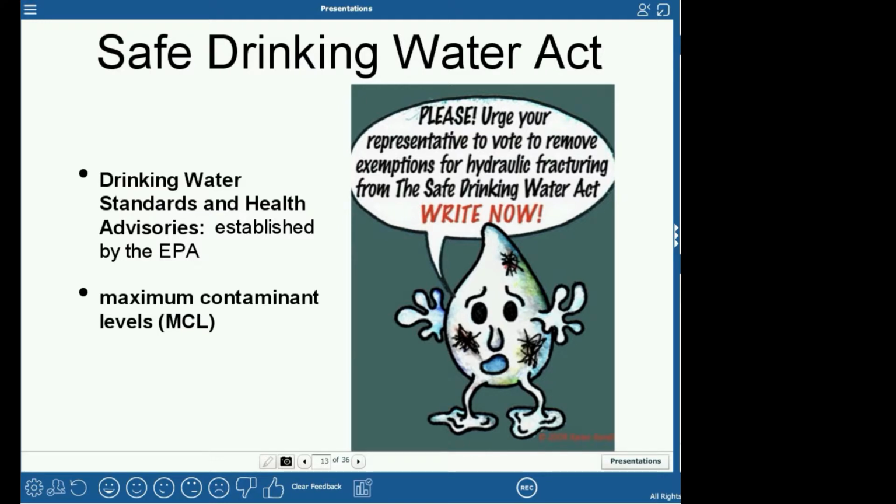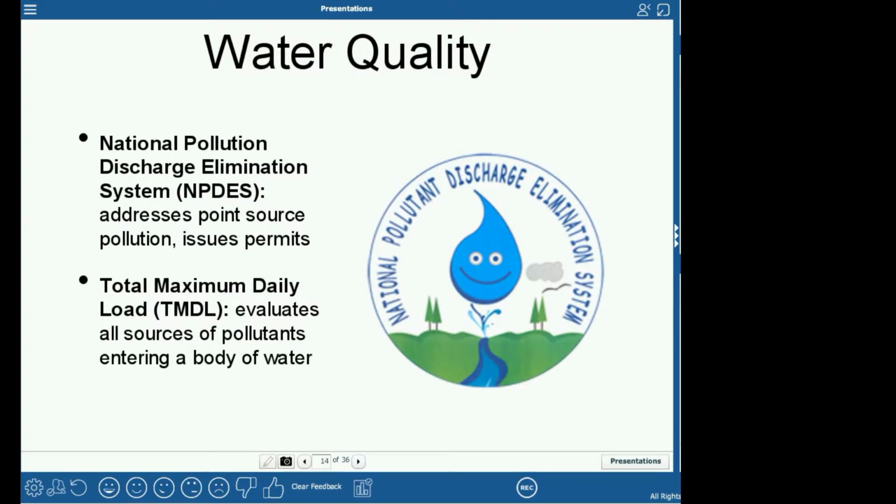And then our Safe Drinking Water Act, this is another one that I would try and remember. It basically gives you standards for the EPA for drinking water. And it has what they consider maximum contaminant levels. They have levels that drinking water has to meet. So, for example, wherever your drinking water comes from, they have to continually test that water and make sure that they're meeting those standards.